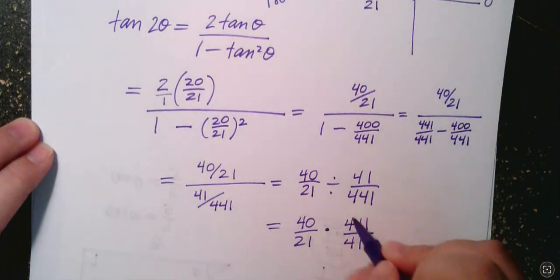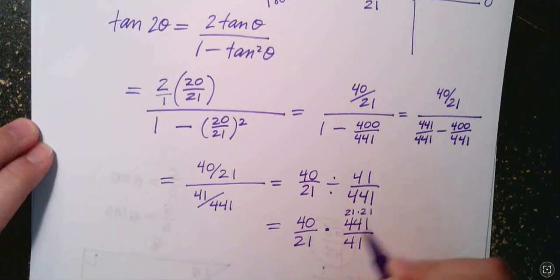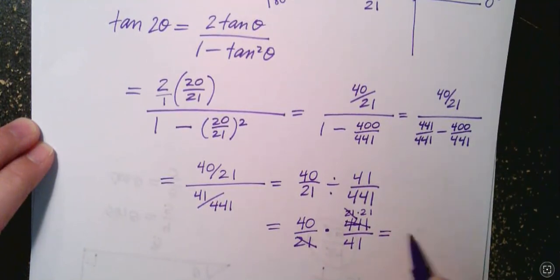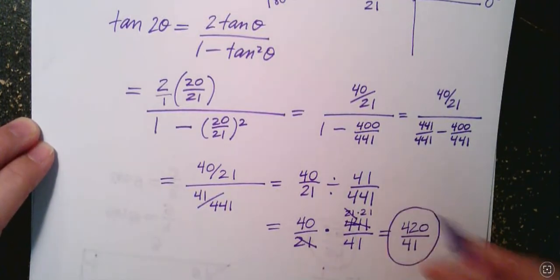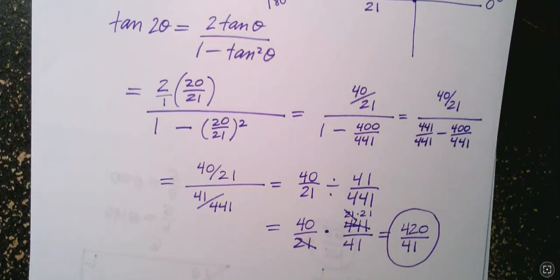Okay, 441 is 21 times 21. So I'm going to go ahead and rewrite it like that so I can cancel out a set of 21s. And that gives me 420 over 41. And I think that's as far as I can take it. I believe 41 is prime, so there's nothing else we could do unless 41 goes into 420, which it won't because it goes into 410. That means that is my final answer. I did not promise it would not be messy.